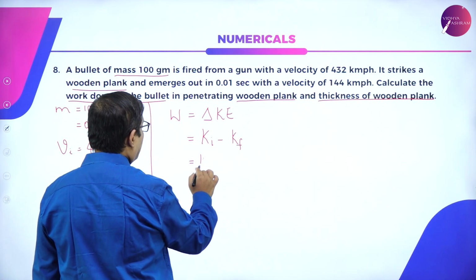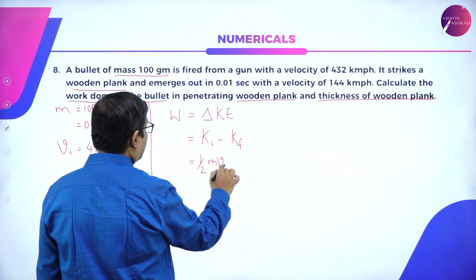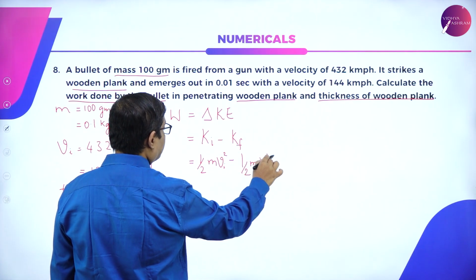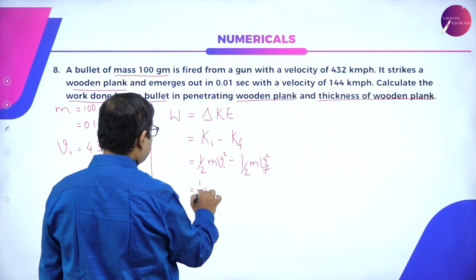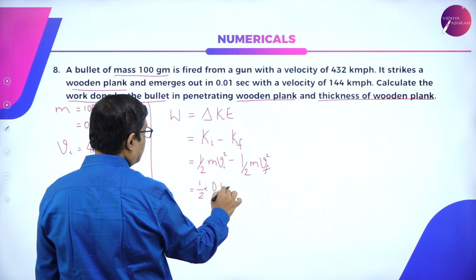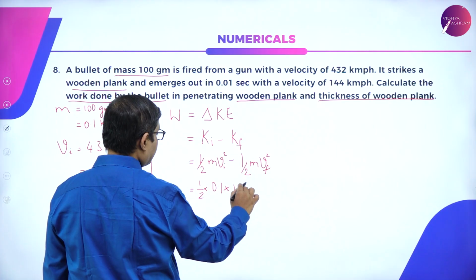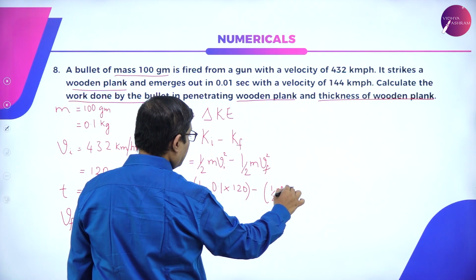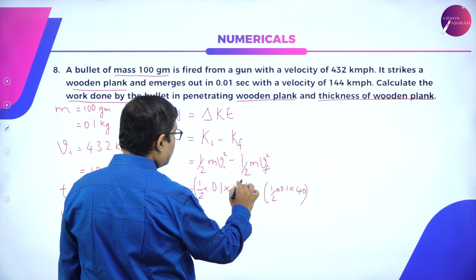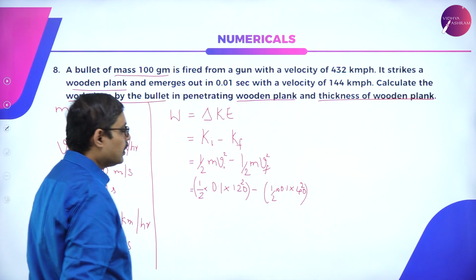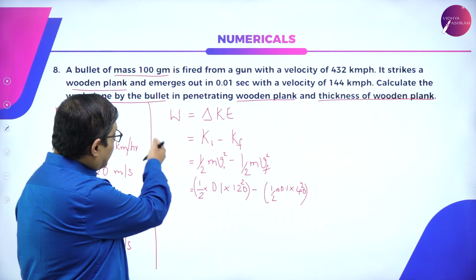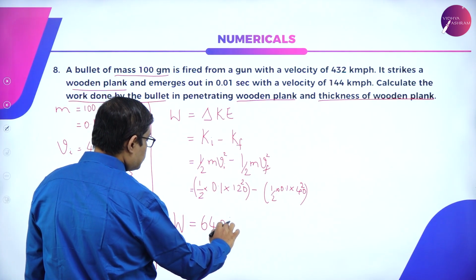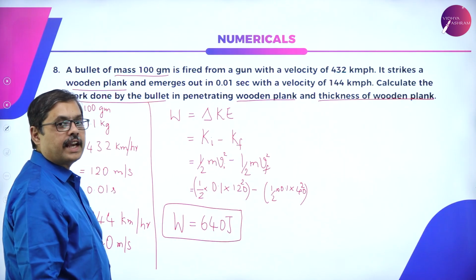What is this? This is half mvi square minus half mvf square. Let me substitute. This is half, mass is 0.1 kg, velocity is 120, minus half into 0.1 into 40. That is the final velocity square. Use your simple calculator and let me know what is the work done. Work done is 640 joules. This is the first part of the answer.